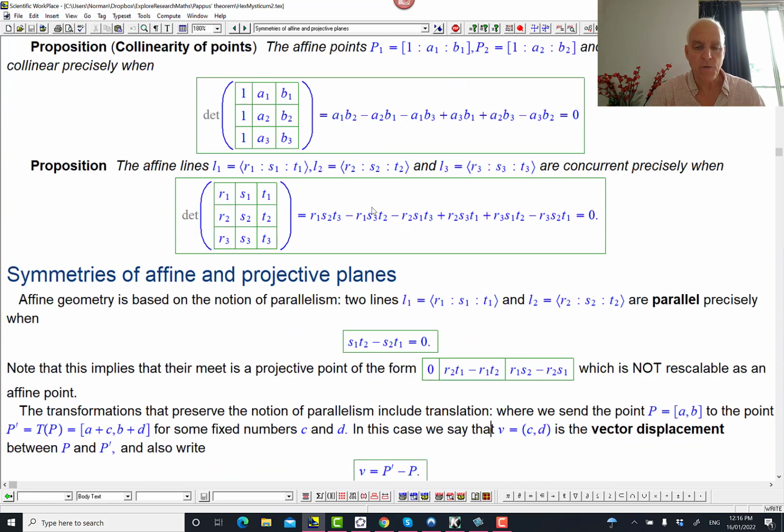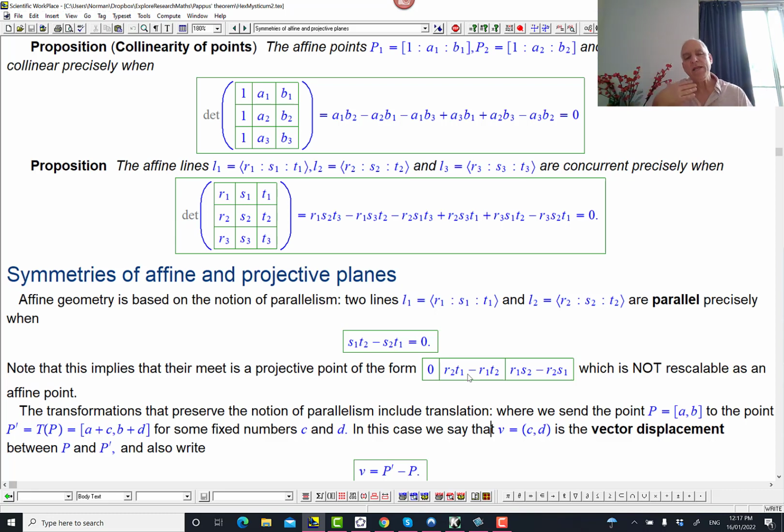Okay, so this is telling us that the meet of two parallel planes, it's defined, but it's defined in this larger context of projective geometry, which includes points which have first coordinate 0. But strictly speaking, this is not an affine point, which is a reflection of the fact that parallel lines don't have a meet which is an affine point.